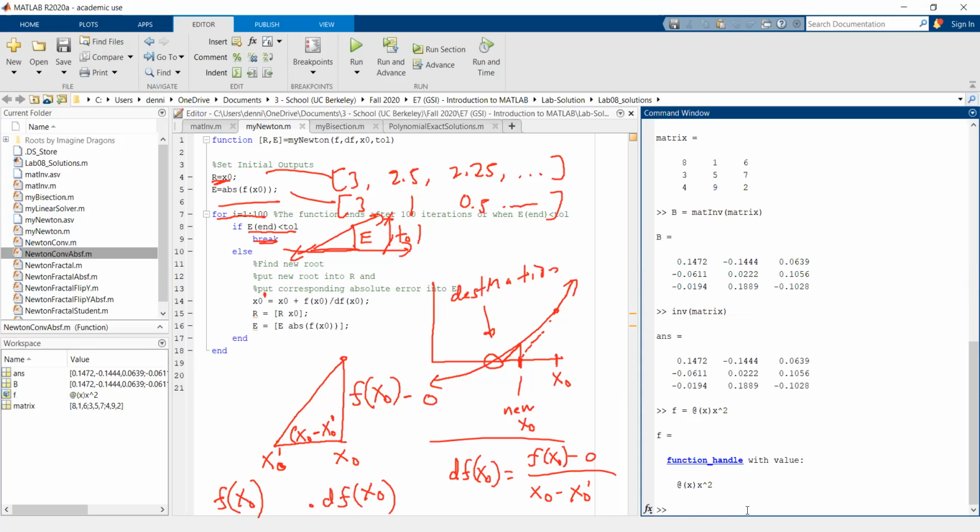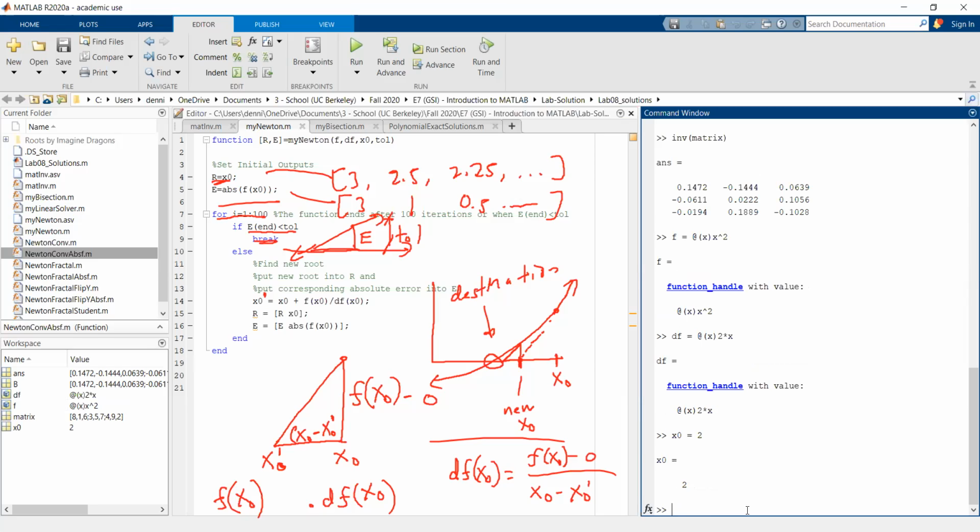Okay, I'm making an anonymous function, by the way. So this is how you do it. So df is a function that takes an input x and spits out 2 times x. We have our df. X naught, where do we want to start? Let's do, I don't know, 2, and tolerance equals 10 to the power of -10.